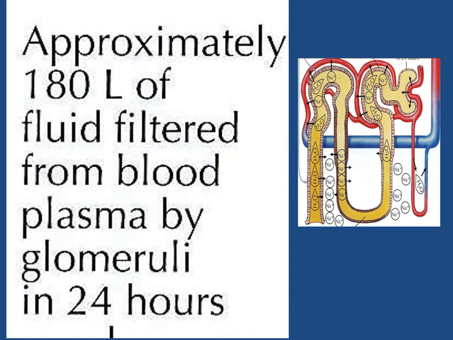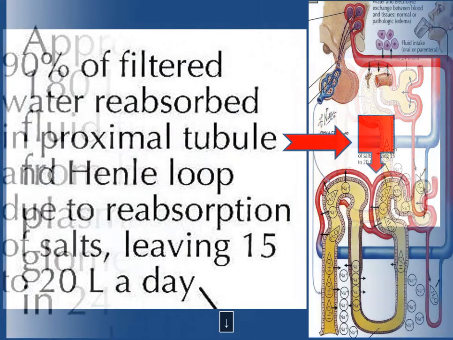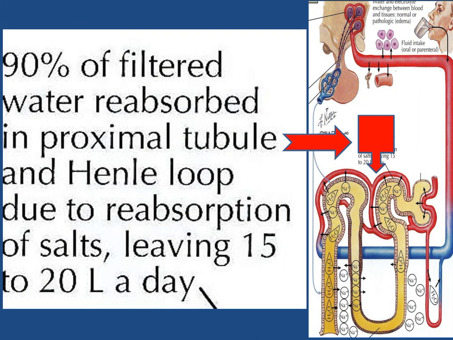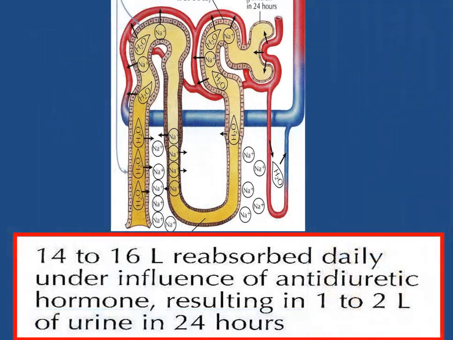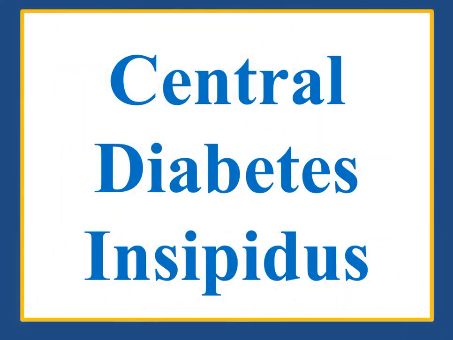Approximately 180 liters of fluid are filtered from blood plasma by the glomerulus in 24 hours. And 90% of filtrated water is reabsorbed in the proximal tubule and loop of Henle due to reabsorption of salt, leaving 15 to 20 liters a day. 14 to 16 liters are reabsorbed daily under the influence of antidiuretic hormone, resulting in 1 to 2 liters of urine in 24 hours.